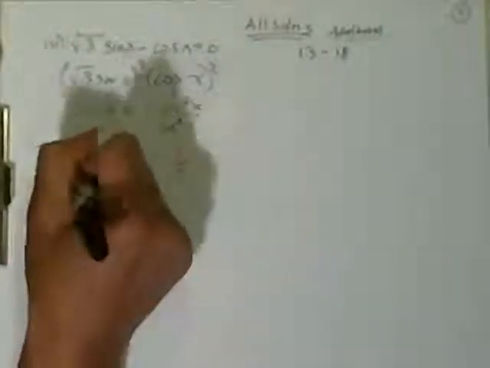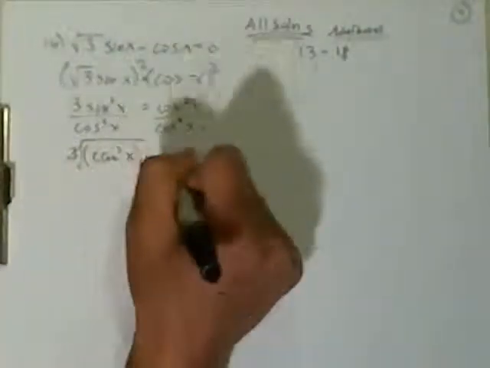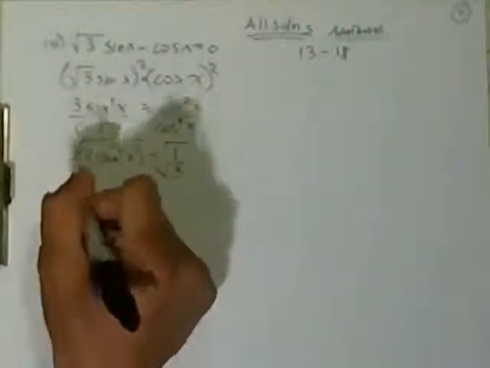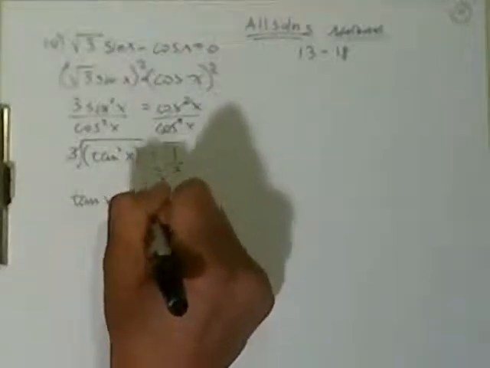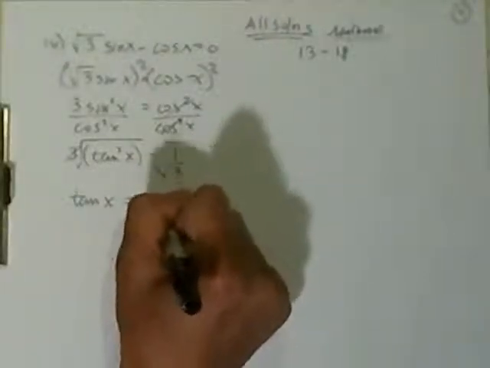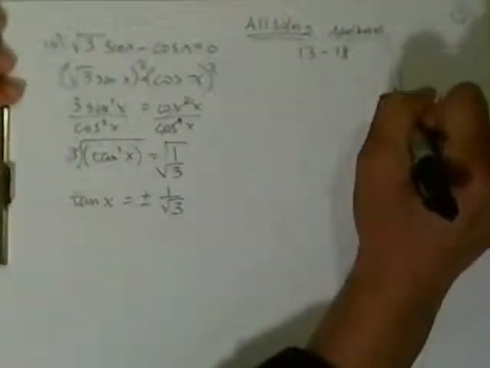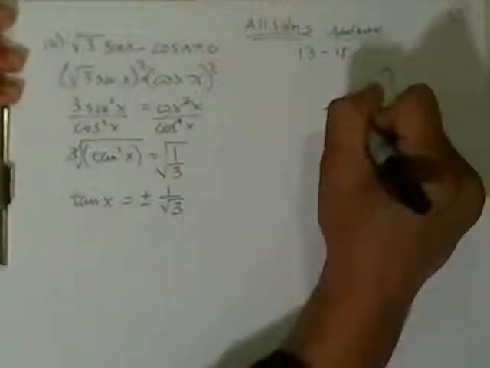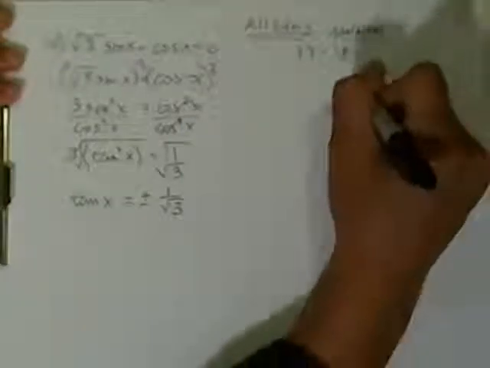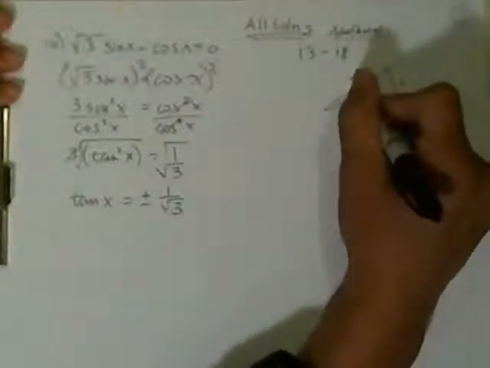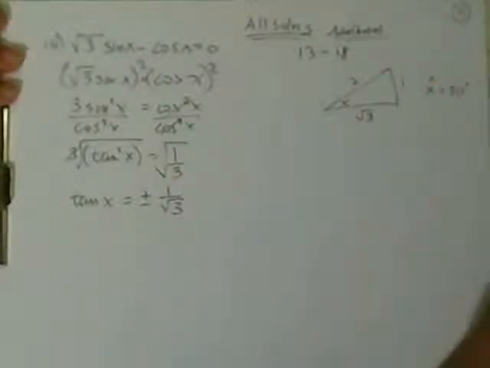So I divide by 3, get rid of that 3, and I take the square root of both sides. The square root of tangent squared is going to be tangent of x, which is equal to plus or minus 1 over square root of 3. From this portion right over here, I can use the reference angle now. Here's my x, here's opposite, adjacent, and that's 2, 1, root 3, and 2. X is going to be 30 degrees.